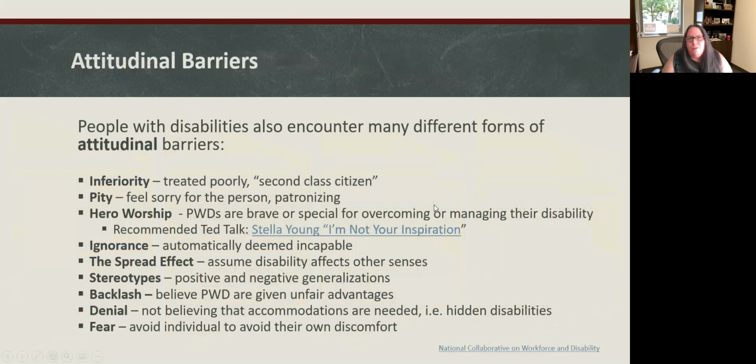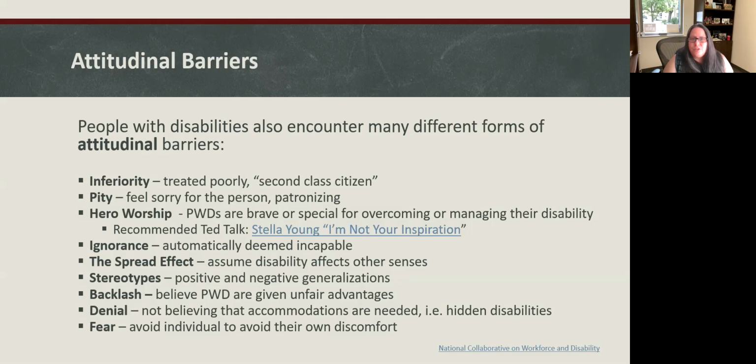The last area of barriers I want to talk about is attitudinal. It's probably not the one you're thinking. You think of the more tangible things, but a lot of people with disabilities encounter a lot of these, what we call attitudinal barriers in their day-to-day lives. And so there's some research out there, and they talk about these categories. So this concept of inferiority, this assumption that they're just treated poorly. They're treated like a second-class citizen, like they'll do everything for everybody else, but then they'll consider the needs of this person, they're not as important.